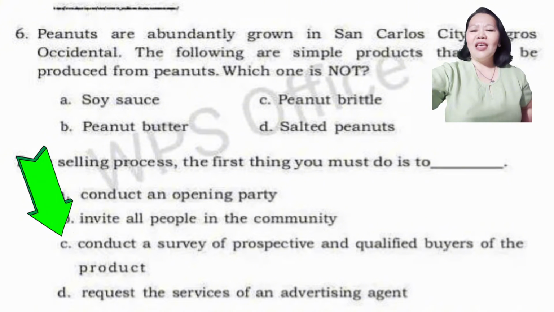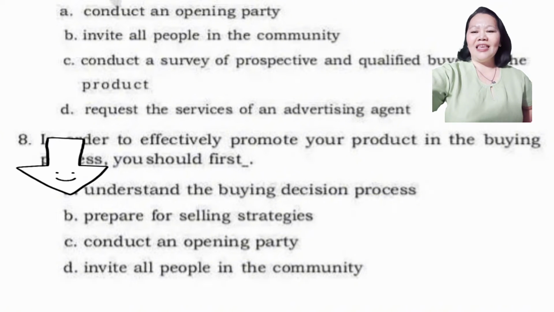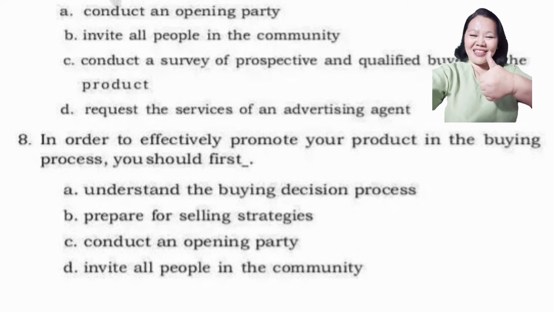That's right. For number 8, in order to effectively promote your product in the buying process, you should first A. Understand the buying decision process, B. Prepare for the selling strategies, C. Conduct an opening party, or letter D. Invite all people in the community. That's right. Your answer is letter A. Good job, kids.